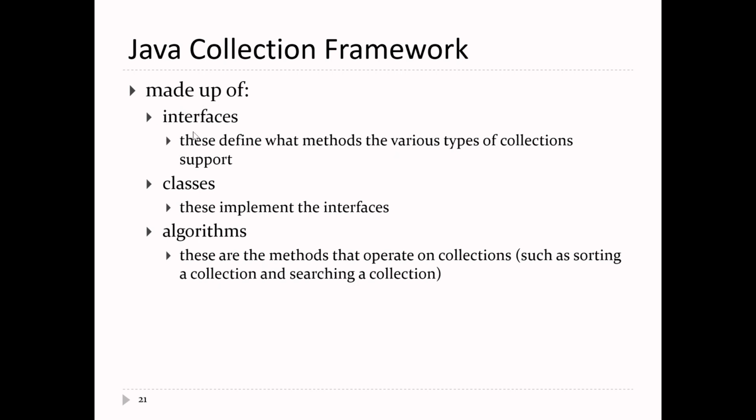So for example, a tree set says, okay, I'm going to provide these operations, and when I provide these operations, I'm going to make sure all of my elements are in sorted order. A hash set says, okay, I'm going to provide these operations. I don't care about the order, but everything's going to be really, really fast.